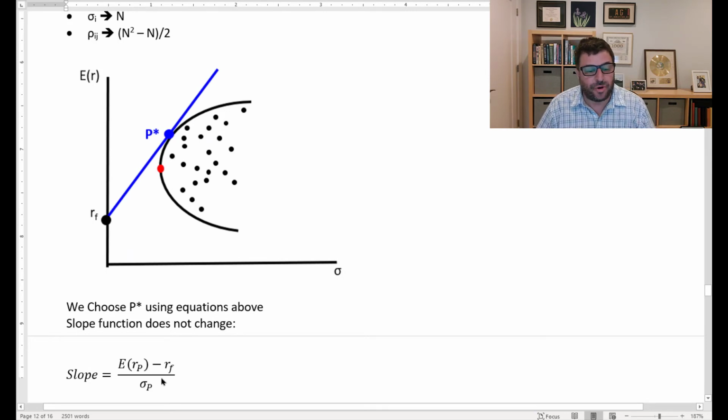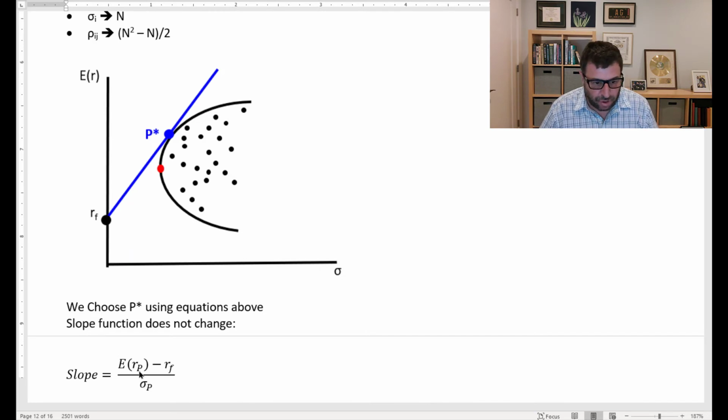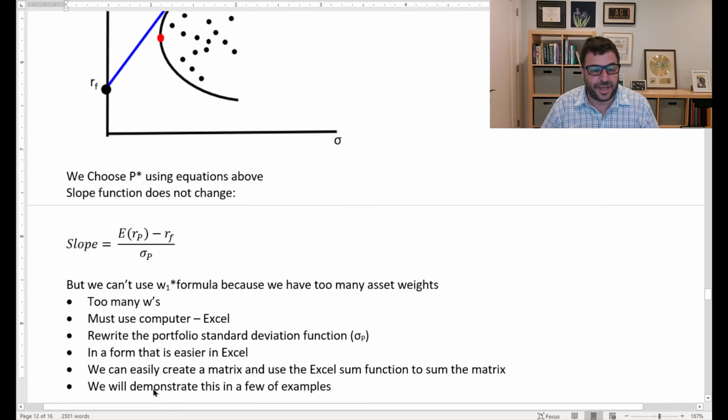Note that the slope function does not change, but the expected return of P gets bigger relative to the number of assets. Every time we add an asset, we add another weight and another return. But for the portfolio standard deviation equation, every time we add another asset, we're going to have n of the variance terms, and we're going to have n squared minus n over 2 of the covariance or correlation terms. And so that equation is going to get big and nasty.